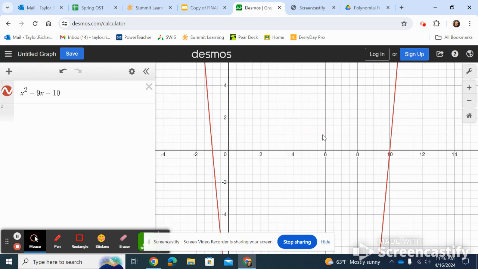All I want you to pick out are the two x-intercepts. So for example, in this graph, there's an x-intercept at -1 and there's an x-intercept at 10. Now that's not your final answer, but we are going to use these two numbers, -1 and 10.